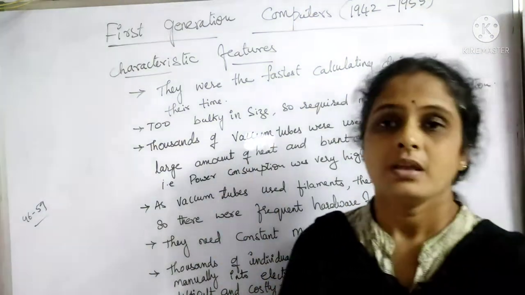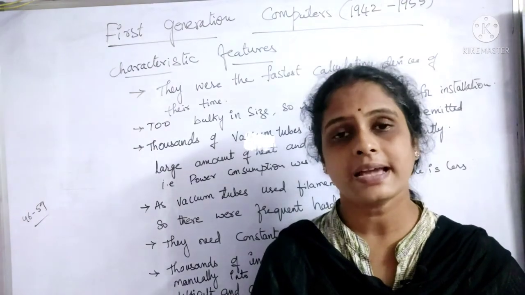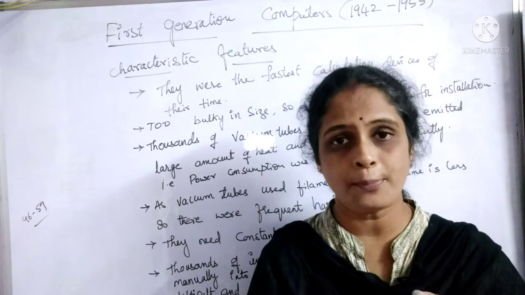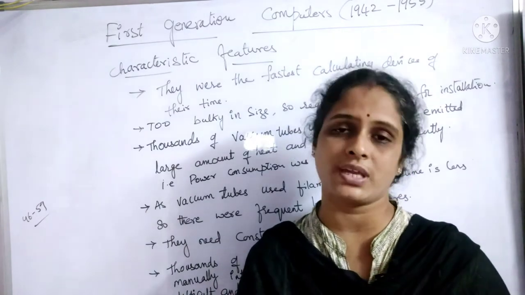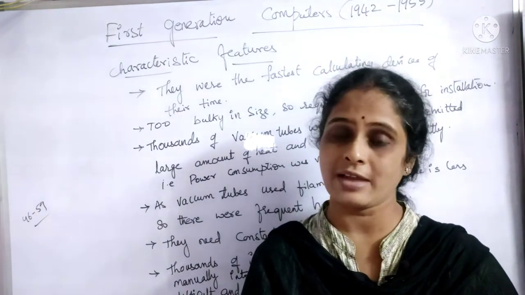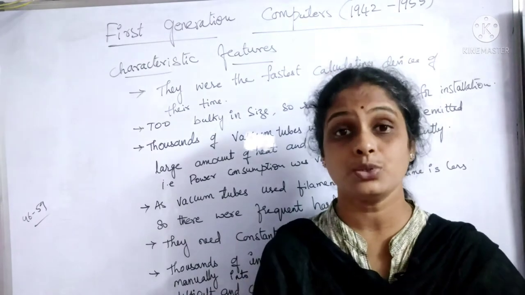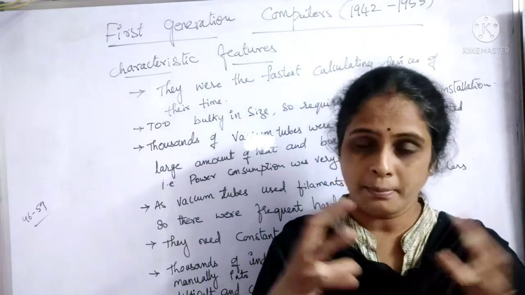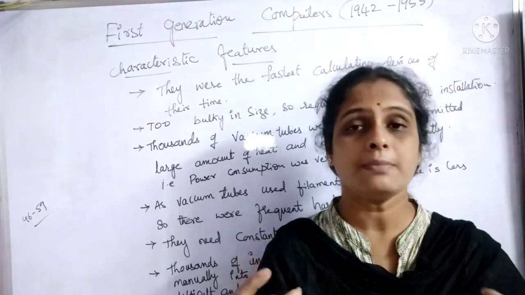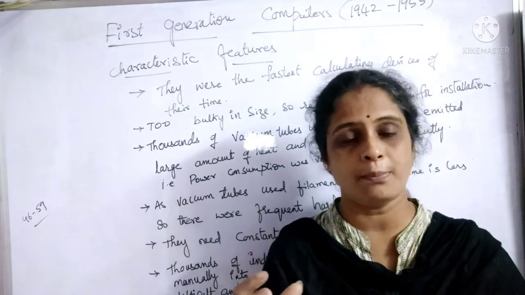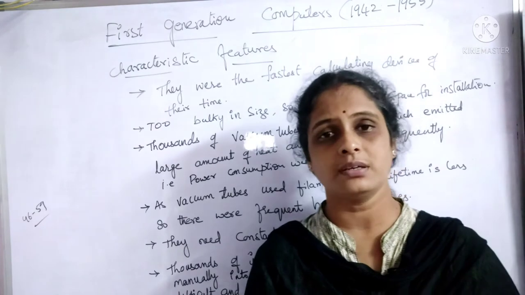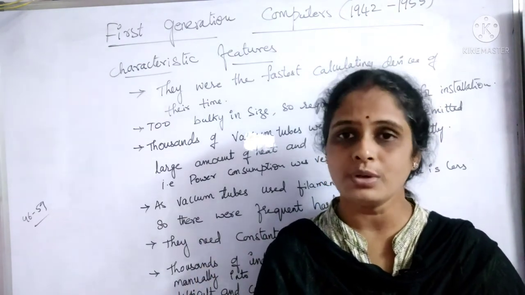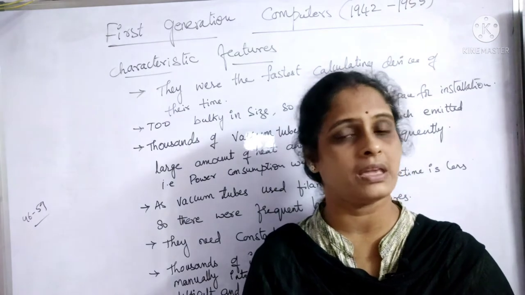Second thing, it was too bulky. The size was too bulky. Why was it bulky? Because thousands of components have to be assembled together so that a computer can be made. So many equipments, many components, bulky big components have to be assembled together. That is the reason why the size of the computer became too large. Sometimes it used to occupy even a big room.